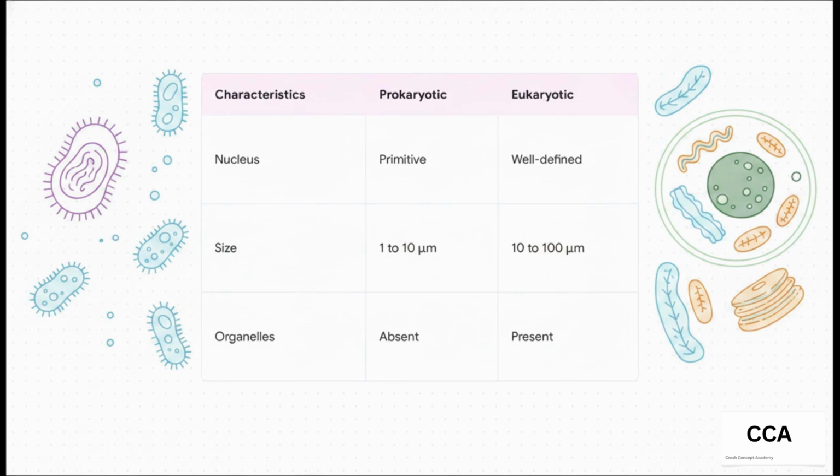Notice that prokaryotes are tiny, usually just 1 to 10 micrometers, and they lack a true membrane-bound nucleus. They just have a messy, primitive nucleoid region. Eukaryotes, on the other hand, are larger and they pack both a well-defined nucleus and all those fancy membrane-bound organelles.